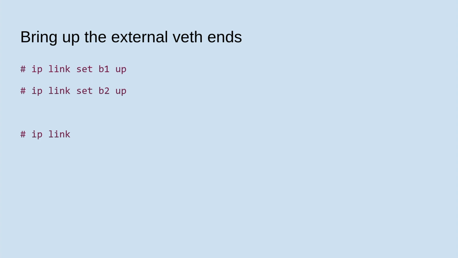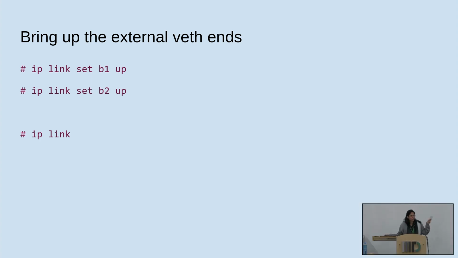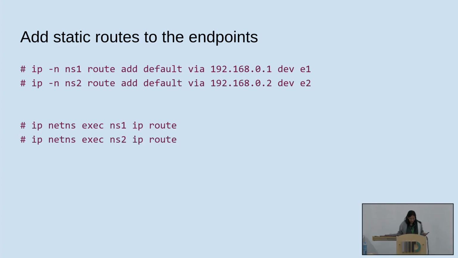Okay, so if all your e1, e2, b1, b2, all the endpoints, veth pairs are up, now we have to add, as last time, routes to tell that packets have to go out of e1 and e2 whenever this IP address is used. So can you add that and check as last time that the route got added correctly?